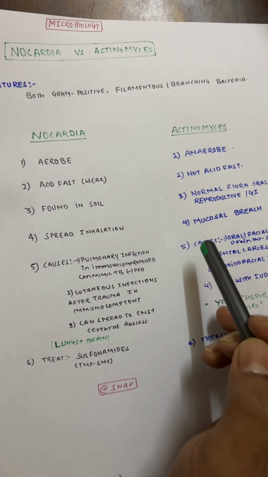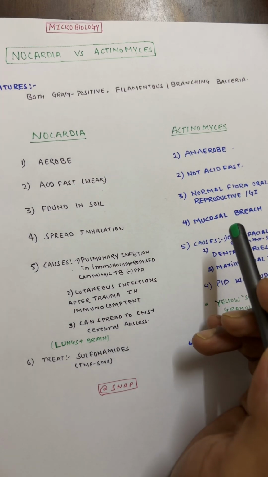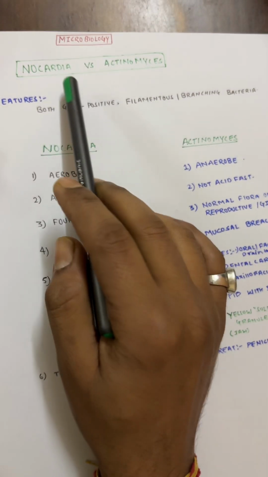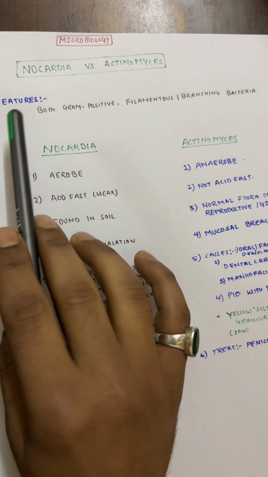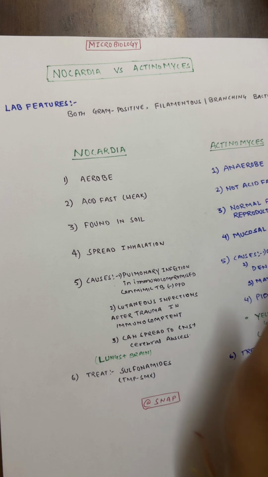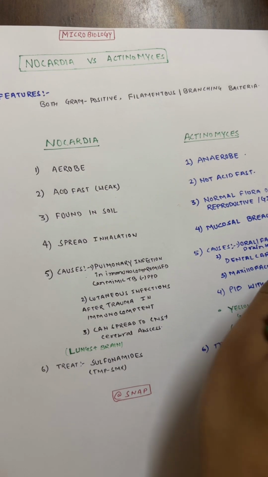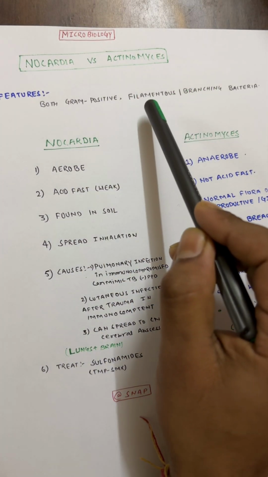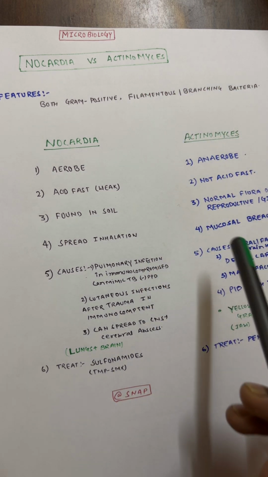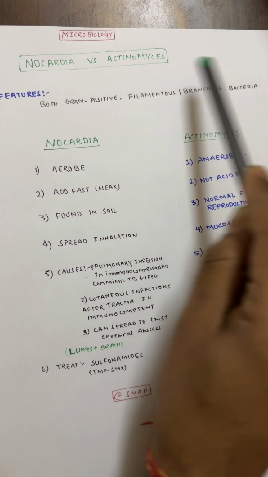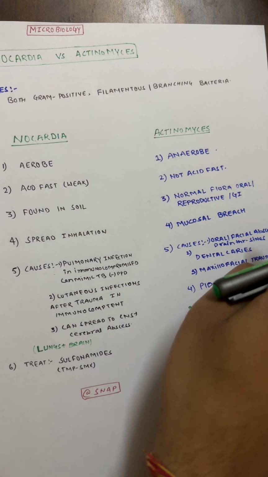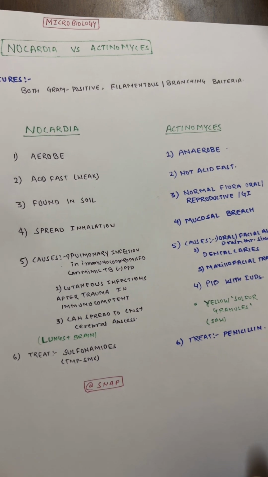And this is the last from our gram-positive bacteria. We have discussed almost all the important gram-positive bacteria. Now today's last one is Nocardia versus Actinomyces. So let's start today's lecture. While talking about the lab features of these bacteria, both are gram-positive, and filamentous, or we can say branching bacteria. So how do we differentiate between these two bacteria? We'll see the differentiating lines between them.